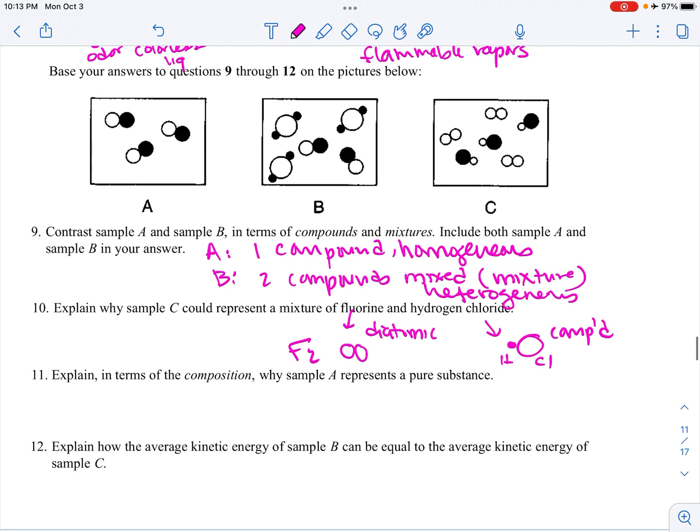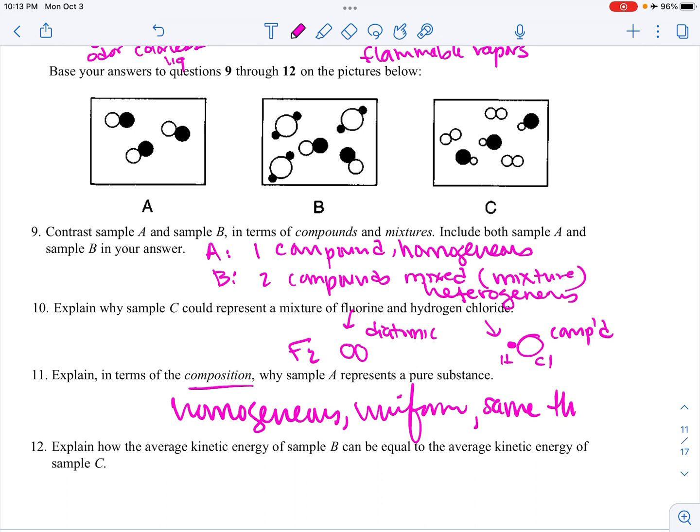Explain in terms of the composition why sample A is a pure substance. Okay, so we've already mentioned this before. Homogeneous, uniform, same throughout. Okay, looks the same throughout.